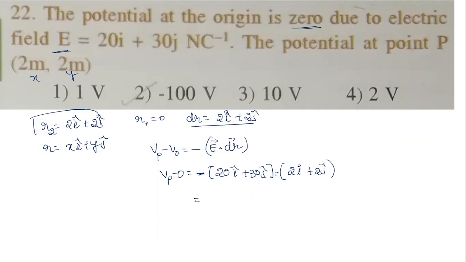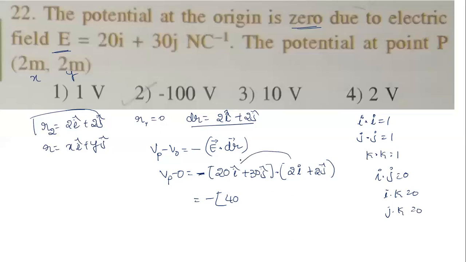By the multiplication of vector method, 2 into 20 becomes 40, with the minus sign outside. i dot i becomes 1 because we know the relations. i dot i is 1, j dot j is 1, k dot k is 1. But i dot j is 0, i dot k is 0, and j dot k is 0. So only the first terms I am going to multiply. I'm not going to multiply 20i and 2j because we already know i dot j becomes 0. So here plus is there.